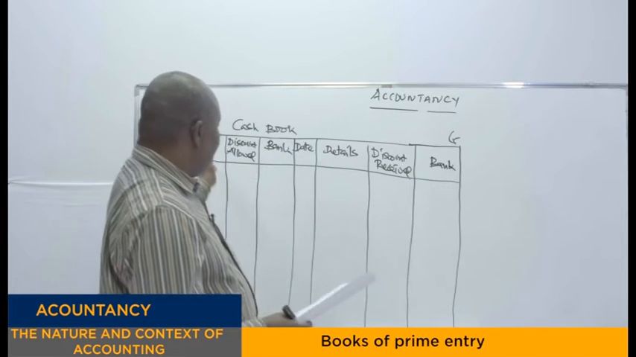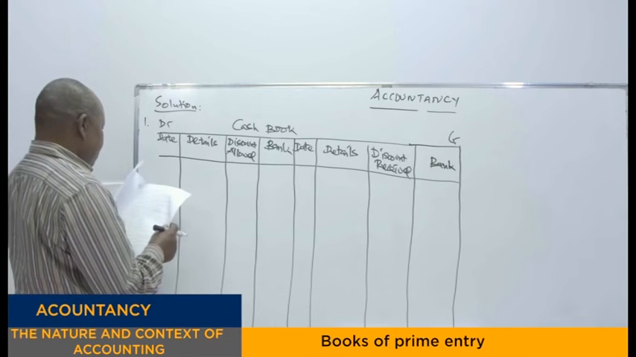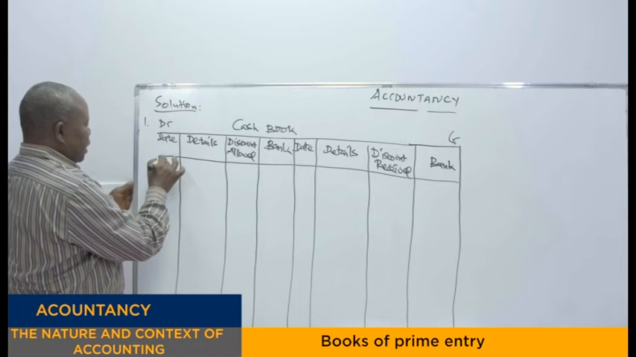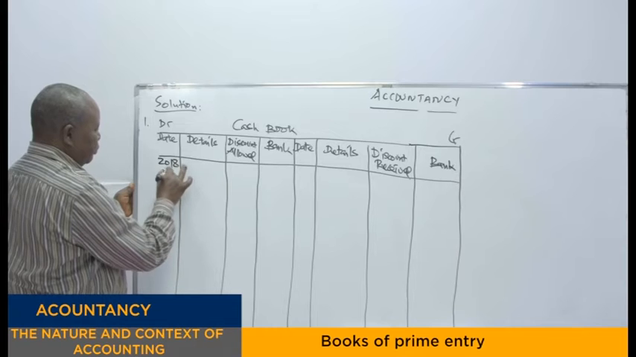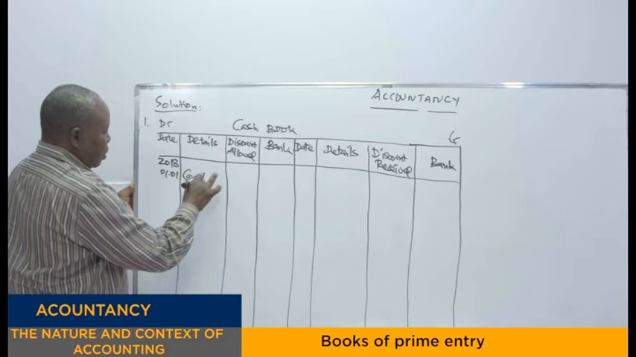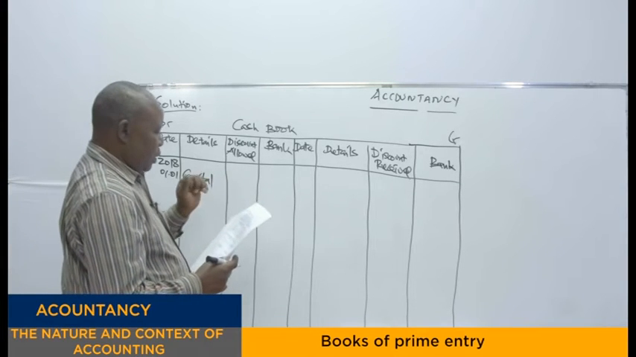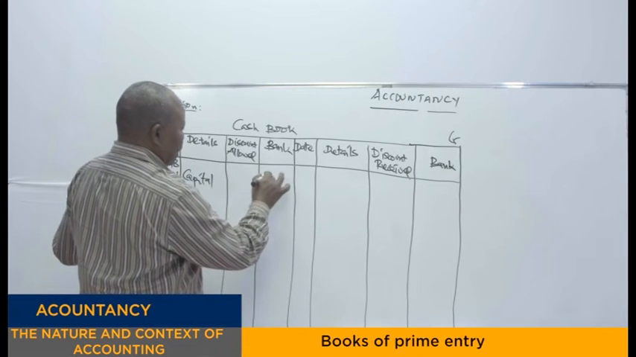So we write on the debit side. The year here is 2018, 1st January, capital. Now we have the column for discount and the bank, so we'll post it into bank.